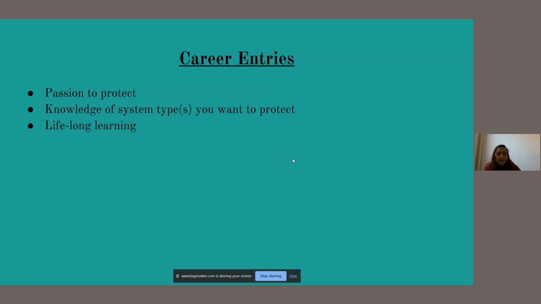So I think ultimately the only needed things to start your learning path and career entry into information security is the passion to protect systems and people, and make sure that systems, again, are available, are tamper-proof, or as much as possible, and confidential. And knowledge of your type of system is very important, if not necessary, to enter.